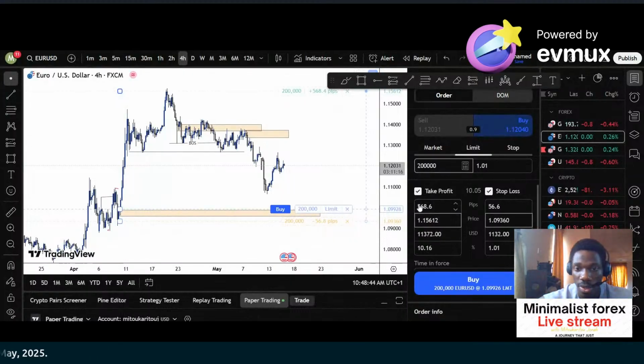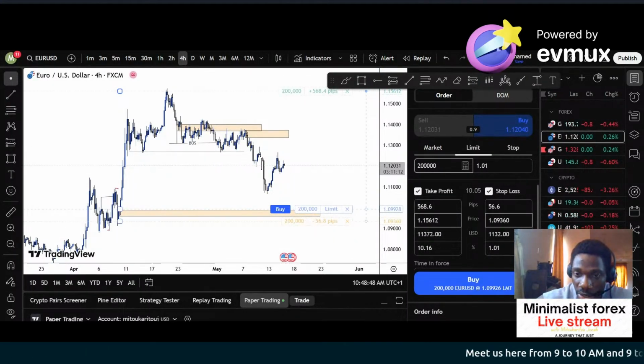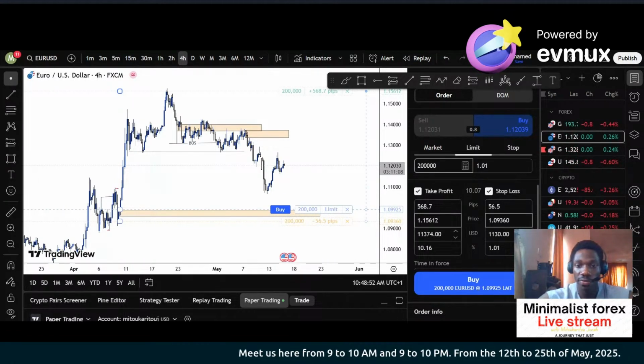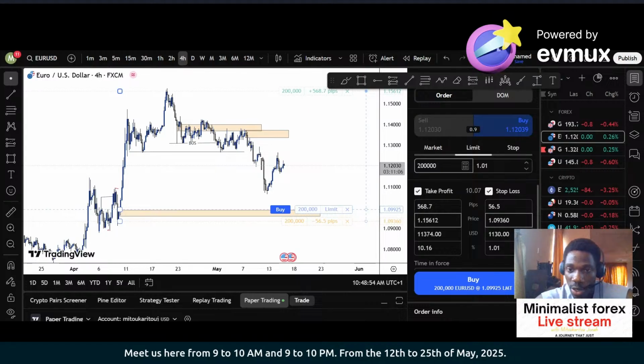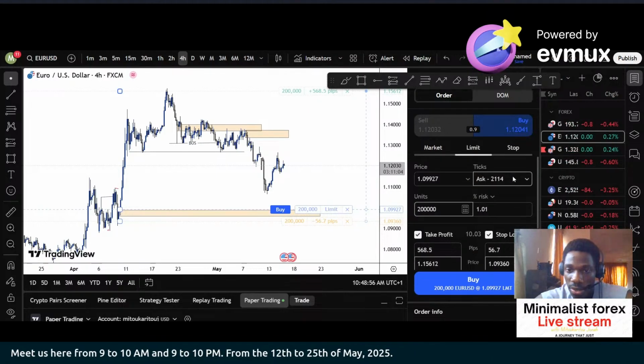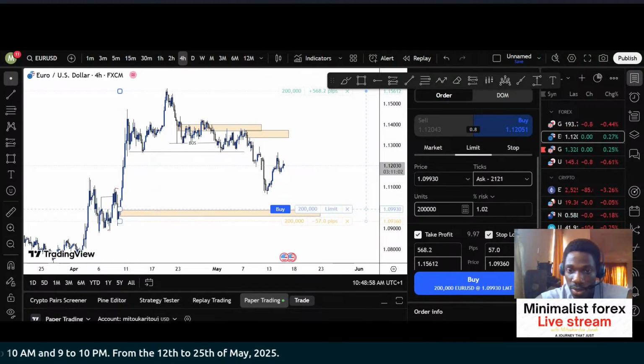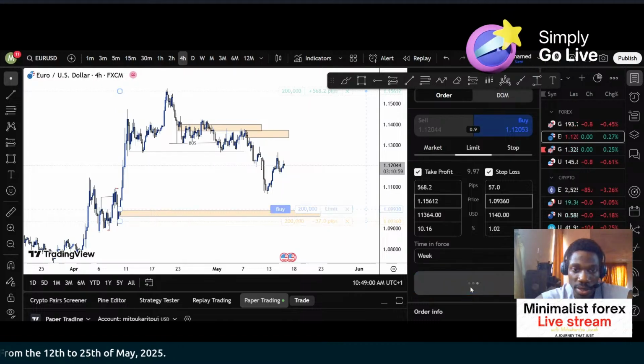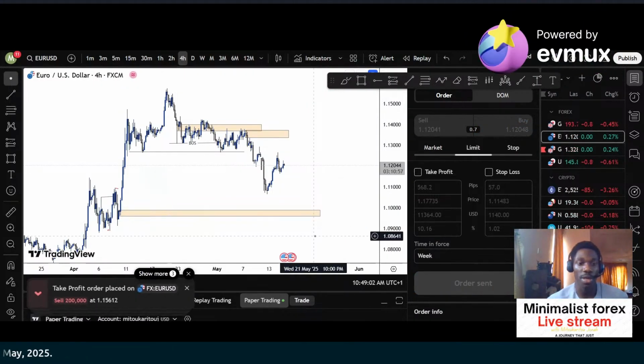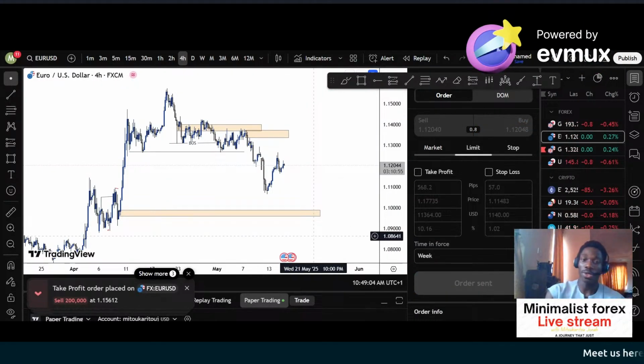Right? And I'll be risking 1,132 to get 11,374. Let me see how many pips this is. How do I even find out? Anyways, I'm just going to take the buy. So these are the moves I'm expecting the market to make on EU.